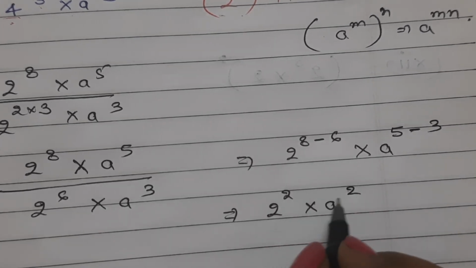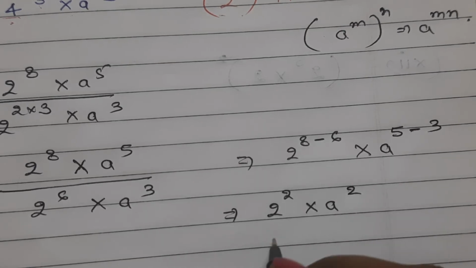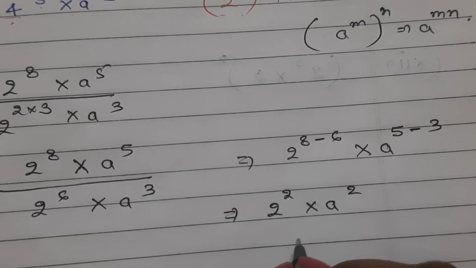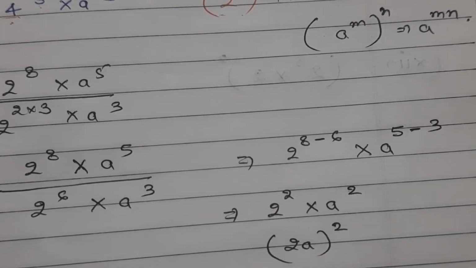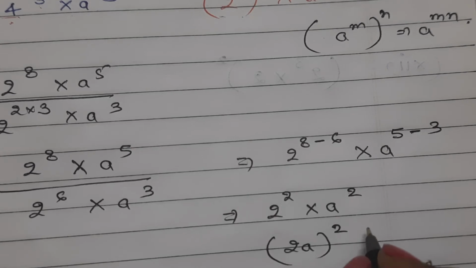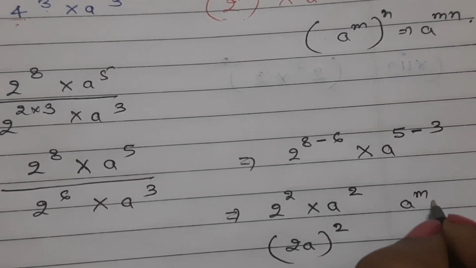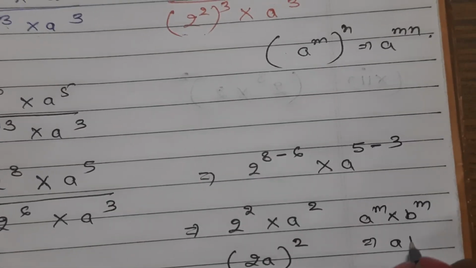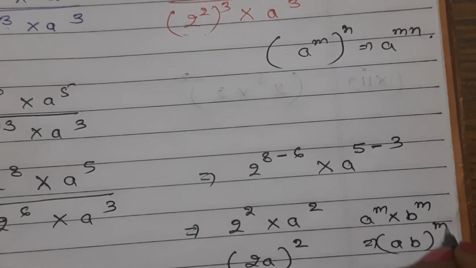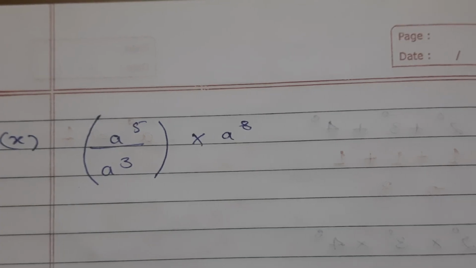Now as you can see, they are having the same exponents but different bases. So what we will do? We will multiply, 2a to the power 2. Now which law is being applied? That you need to write here, that it will be a to the power m into b to the power m. So both are having the same power, so we will multiply and write the same power on it. So I hope this is clear to you all.